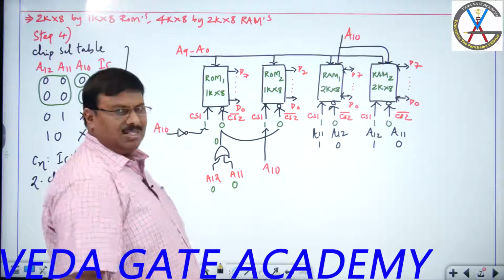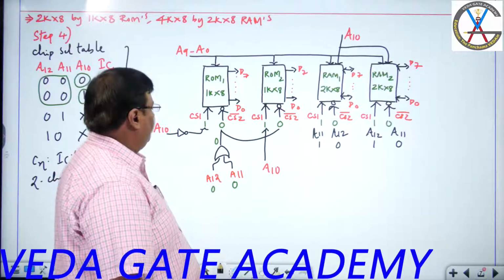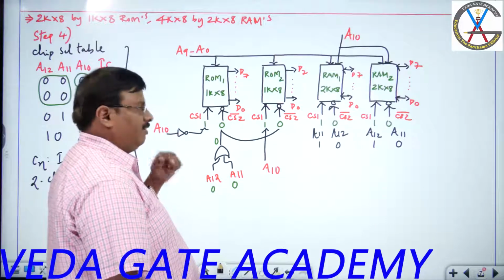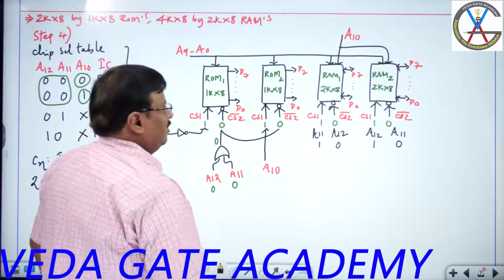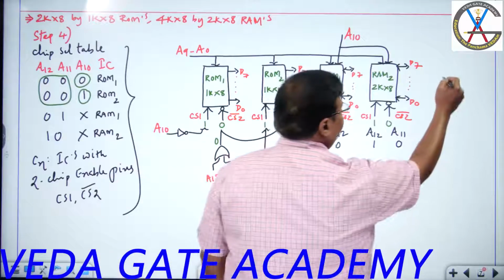So, what hardware is used? Guys, try to understand here: only an OR gate and an inverter. Nothing else. That is the hardware involved.